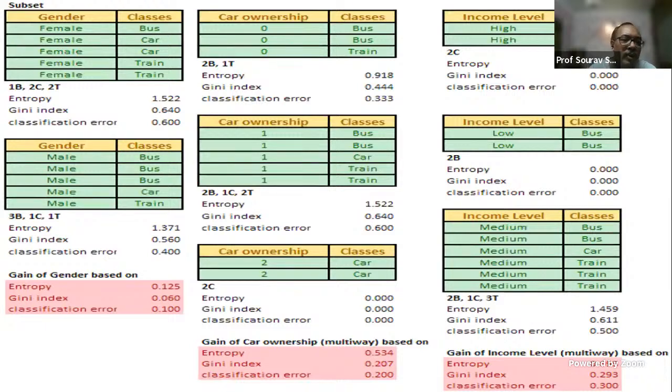So here is where I have split based on gender. Gender female, gender male, and this is what I see. Here is where I have split based on car ownership: 0, 1, and 2. In this particular case, it is homogeneous. And then income level: high, low, and medium. High is homogeneous car, low is homogeneous bus, medium is not homogeneous because there is bus, car, train, all the cases. And for each of the cases, what I need to also do is calculate the information gain.